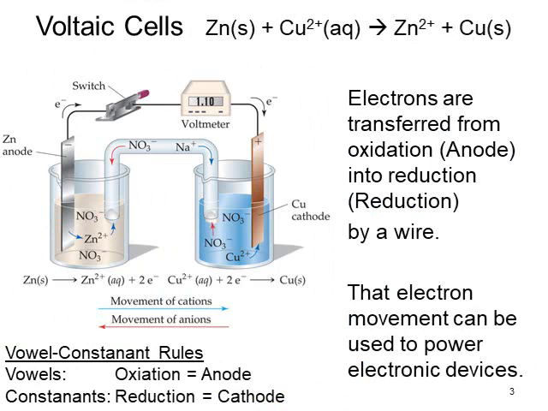Okay, so what we have is an anode, which is where oxidation will take place, and a cathode, which is where reduction will take place. And I remember that from the vowel consonant rule. So oxidation is anode, reduction is cathode.